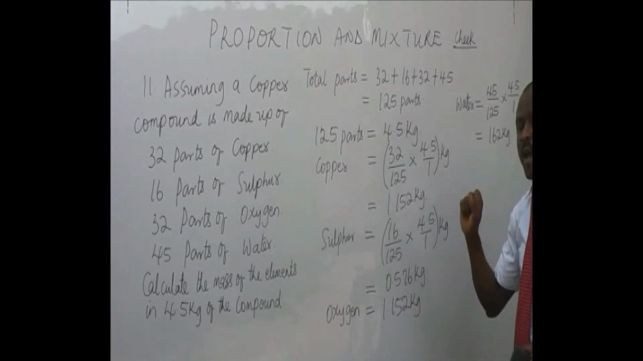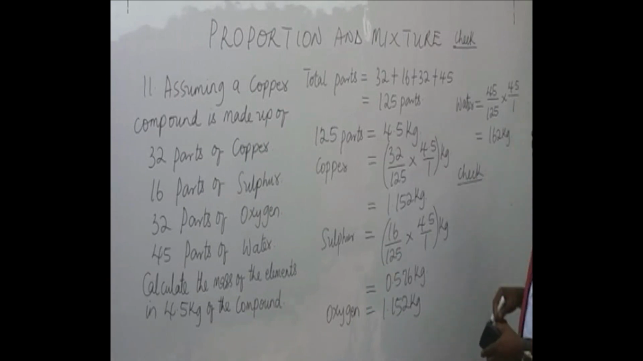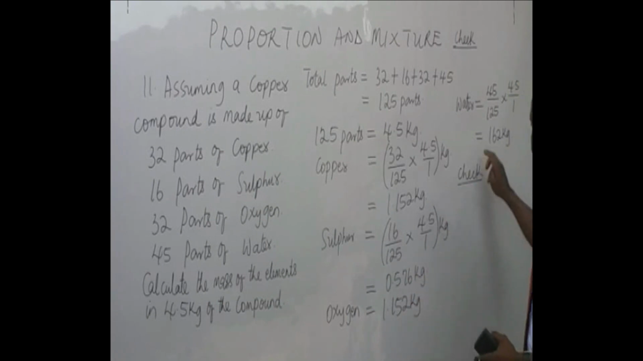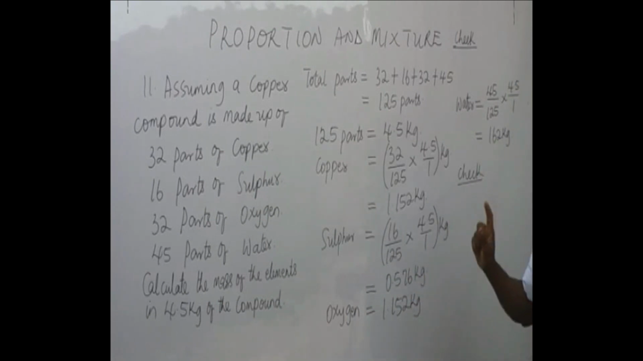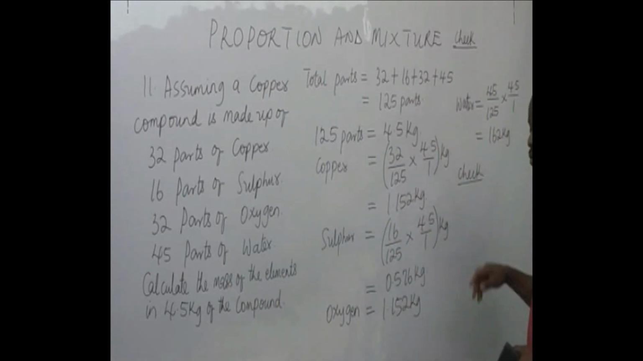Now if you want to confirm if what you did was correct, what I'm going to do is add all these masses. By the time you add them together, they should be equal to 4.5. Otherwise, what you calculated was wrong. So you can join me in your calculator to add.